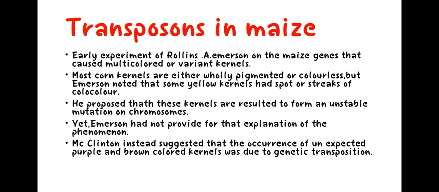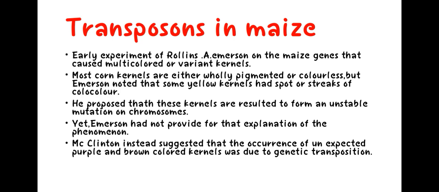Transposons in maize. Early experiment of Rollins Emerson on the maize genes that cause multicolor or variegated kernels. Most corn kernels are either wholly pigmented or colorless, but Emerson noted that some yellow kernels had spots of different color. He proposed these kernels resulted from an unstable mutation on a chromosome. Yet Emerson had not provided an explanation for the phenomenon.